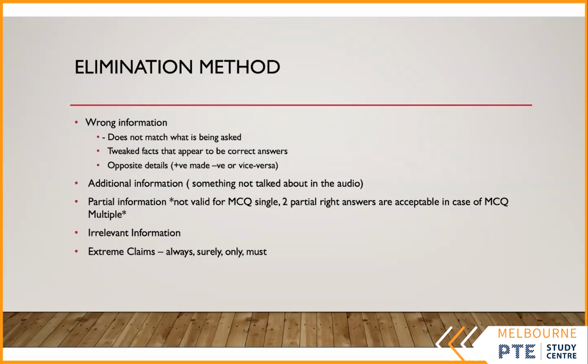Got it? The other 2 extra things over here, the first one is partial information. Partial information means that the audio has said 3 or 4 things, but my option has only picked up 2 things from there. For example, suppose the audio said that today's weather is cold, windy, and cloudy. My option only says today's weather is cold and windy. That is partial information. Now, partial information is never correct for MCQ single.